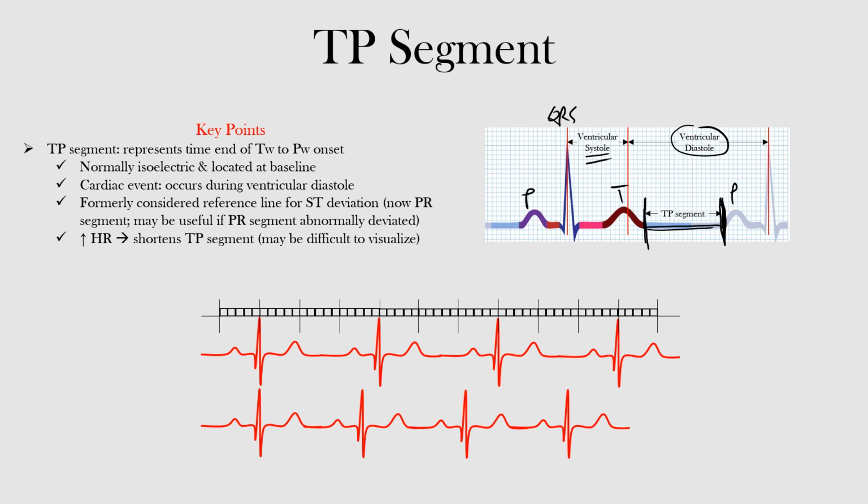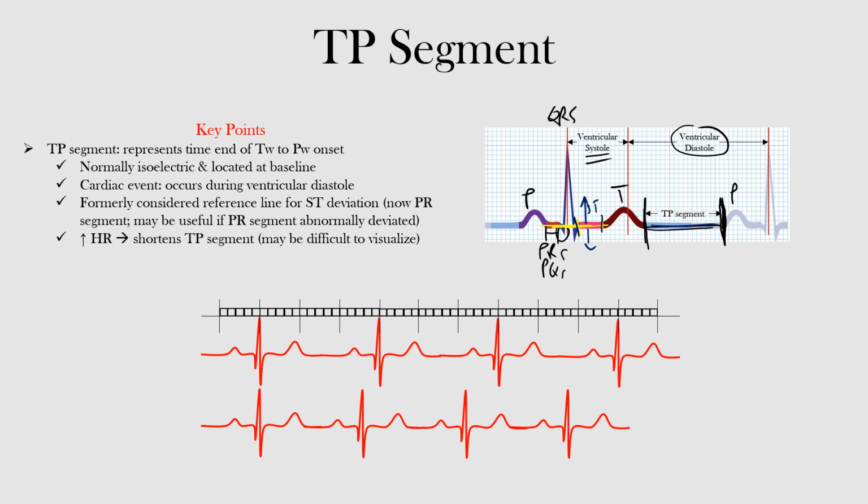Okay, so if you look here, our PR segment is from this point here until the start of our QRS complex. Okay, so that's our PR segment, sometimes referred to as the PQ segment if there's a Q wave that starts there. Okay, so the PR segment is used as the baseline that we're looking for any deviation of the ST segment, which is this portion here. Okay, so the ST segment is right here, and if there's any elevation or depression, now we use the PR segment. So before, we used to consider the TP segment as the baseline there, okay?